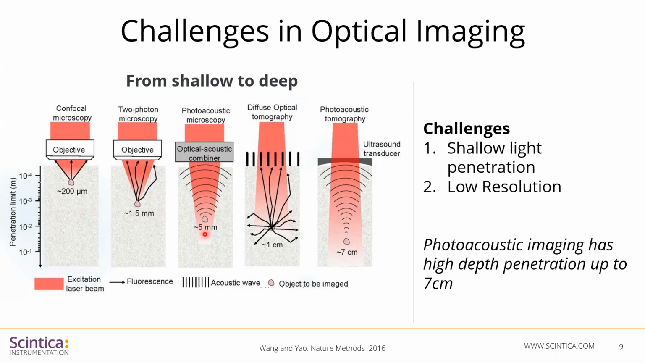Photoacoustic microscopy has a penetration depth of 5 millimeters. Similarly, diffuse optical tomography has a penetration depth of 1 centimeter. However, as you can see here, photoacoustic tomography has high depth penetration of up to 7 centimeters, which actually answers one of the challenges, that is poor penetration of the light source. So photoacoustic tomography has the advantage of high depth penetration, up to 7 to 10 centimeters.